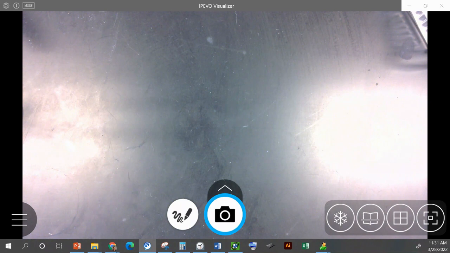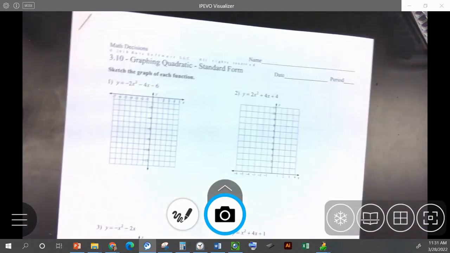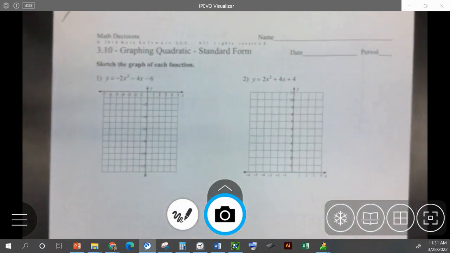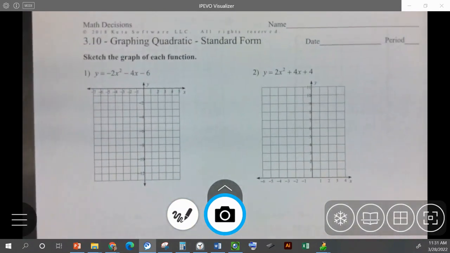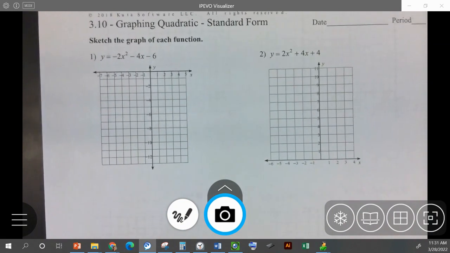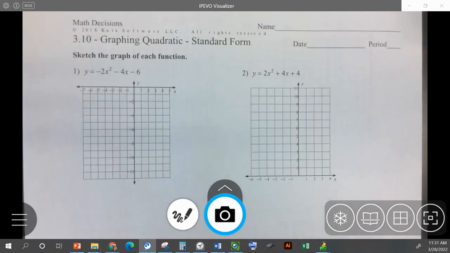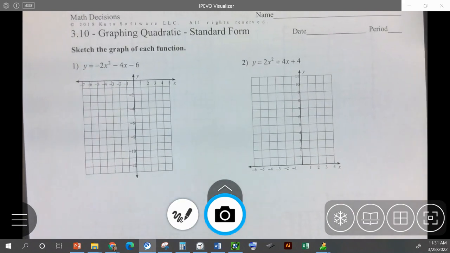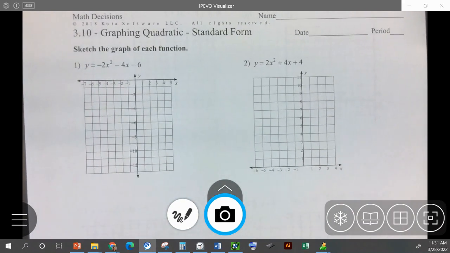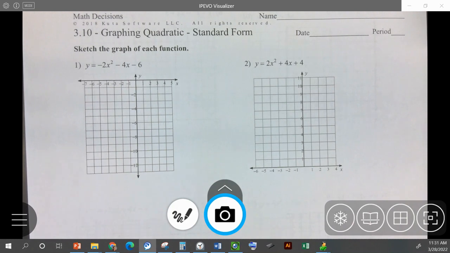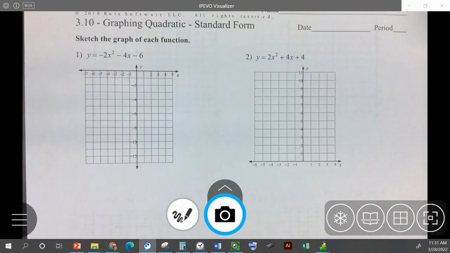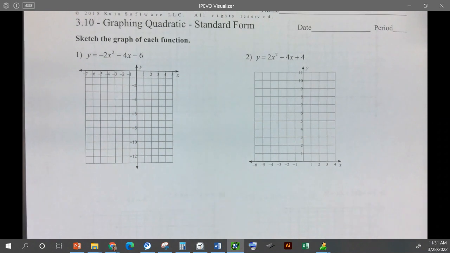Okay, here we go. Let's just practice on number 1 up here. We'll just get it a little bit closer. It's a little bit dark, let's make it a little brighter. How is that in the back? Can you see it okay? Okay, all right. Let's turn that on.